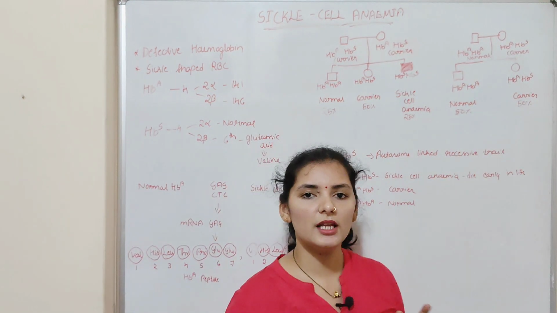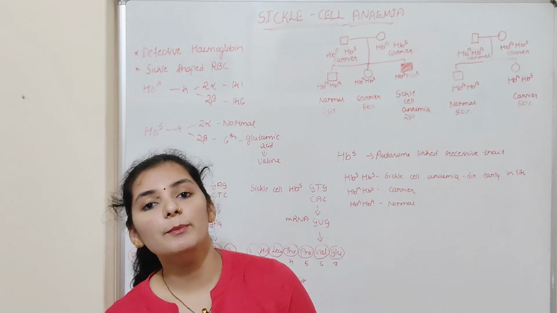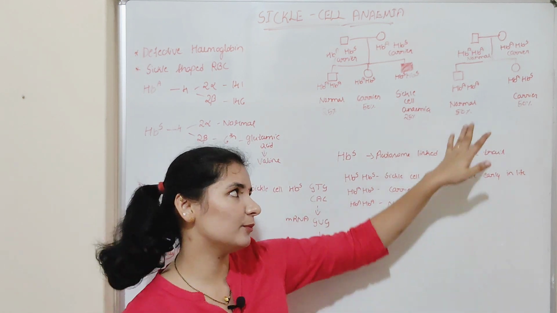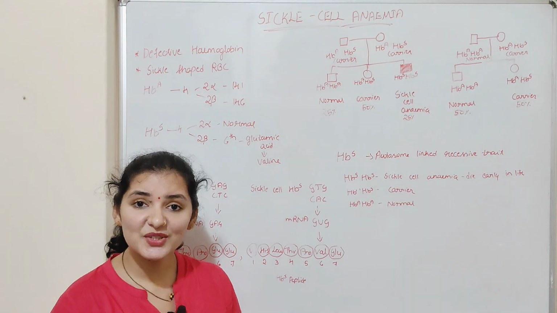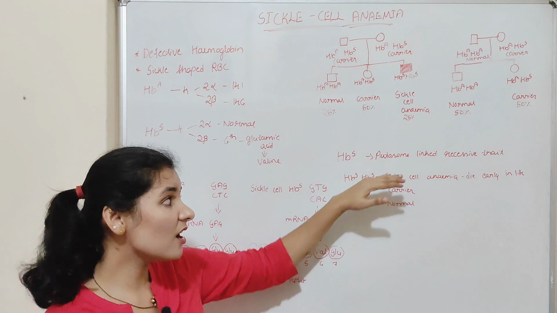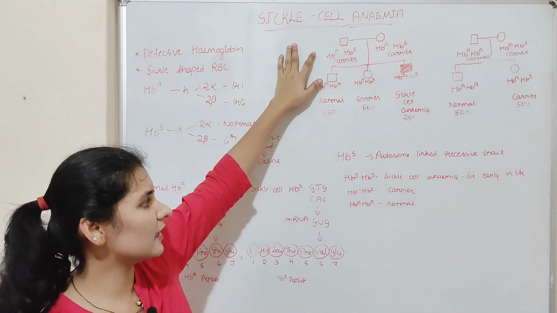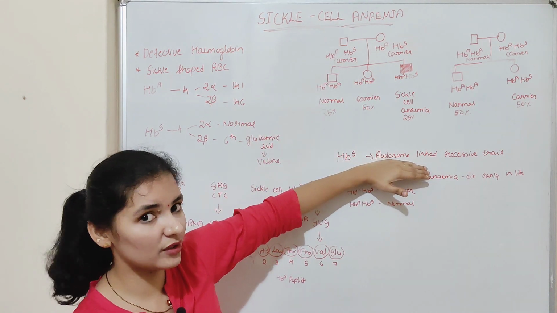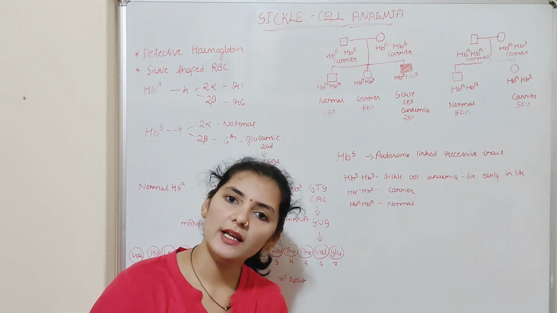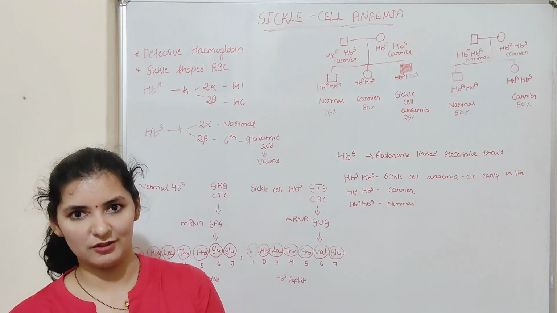Carrier means they produce 50% normal hemoglobin and 50% abnormal hemoglobin, due to which they are phenotypically normal, but they carry that abnormal gene to the next generation. As you can see, we didn't talk about the sex of the offspring, because it is an autosome linked trait. Autosome linked means the gene responsible for sickle cell anemia is present on the autosomes, not on the sex chromosome. In an autosome linked trait, the possibility of both male and female being affected is the same. It does not depend on the sex of the individual.